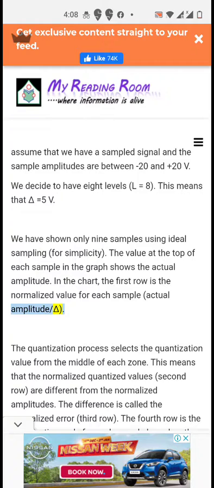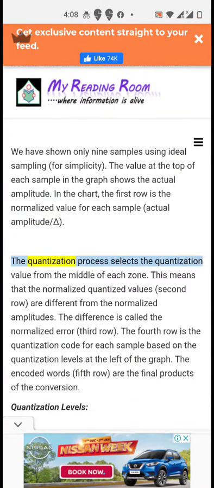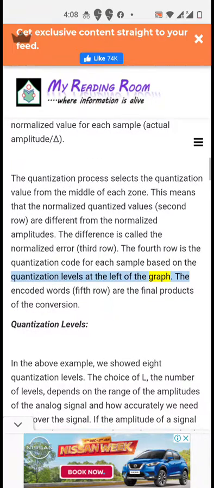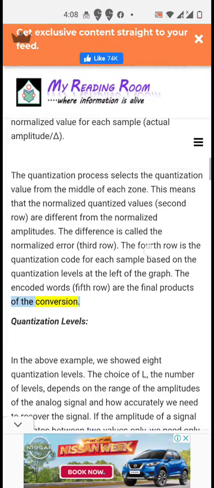In the chart, the first row is the normalized value for each sample, actual amplitude divided by delta. The quantization process selects the quantization value from the middle of each zone. This means that the normalized quantized values, second row, are different from the normalized amplitudes. The difference is called the normalized error, third row. The fourth row is the quantization code for each sample based on the quantization levels at the left of the graph. The encoded words, fifth row, are the final products of the conversion.